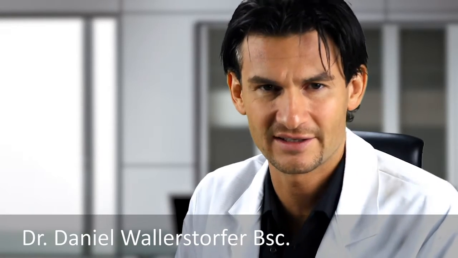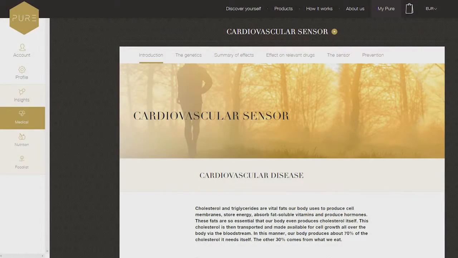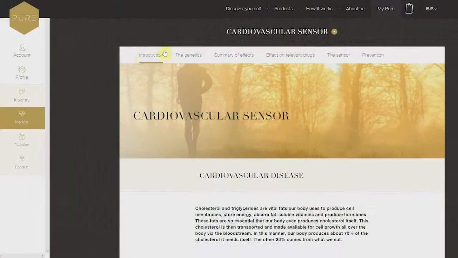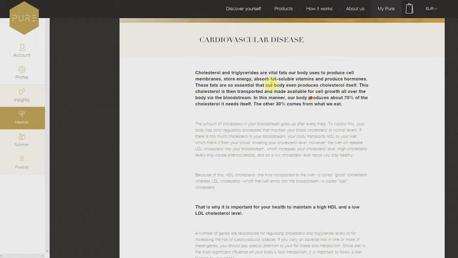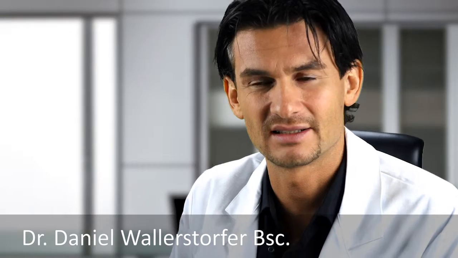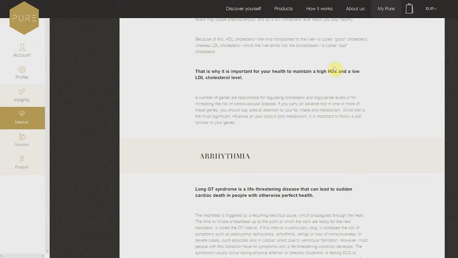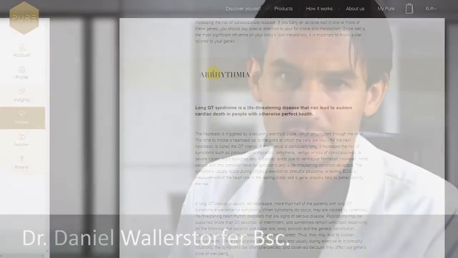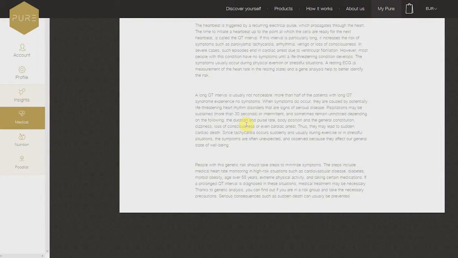If you click on the cardiovascular sensor, you come to this section, and this is essentially everything about heart disease and associated factors that influence the risk of heart disease. Now, in the introduction, you will find some general information about cholesterol, triglycerides, the different blood parameters that, if suboptimal, increase your risk of heart disease. It will also tell you about the good and the bad cholesterol and the problems with arrhythmia. So when the heartbeat is irregular, often through genetic variations. So do read through this in case you're interested.